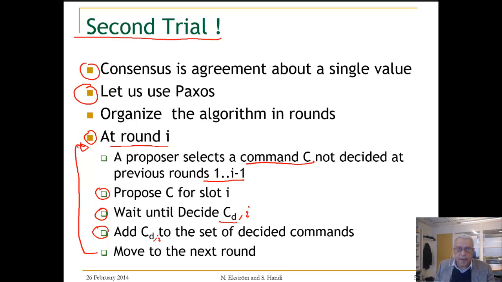So that is a reasonable algorithm. In fact, this algorithm works. That is the most important thing. And we have used a single value consensus protocol, for example, like Paxos, to decide on that. But we have some problems here.